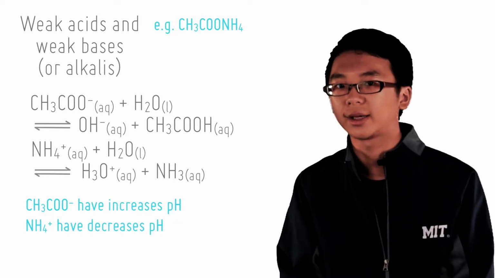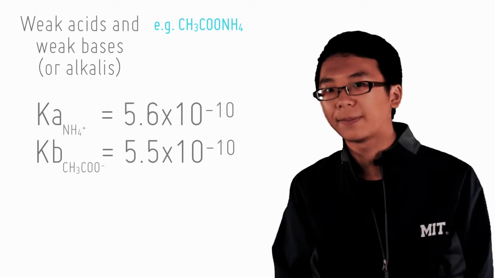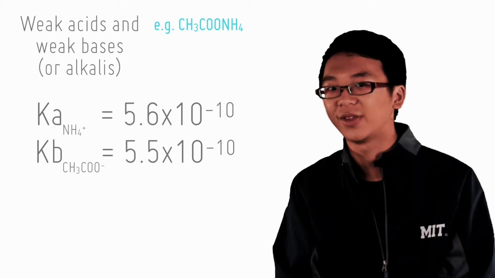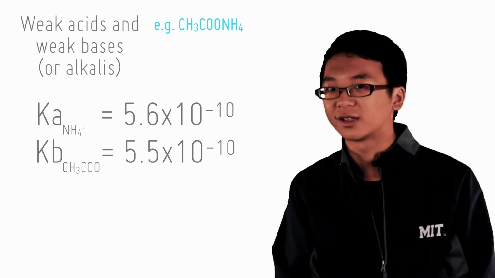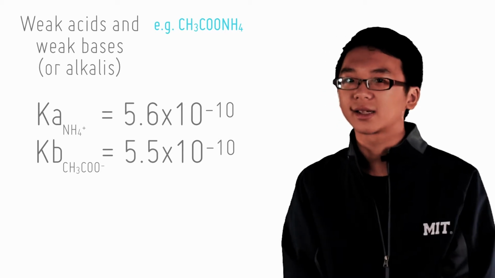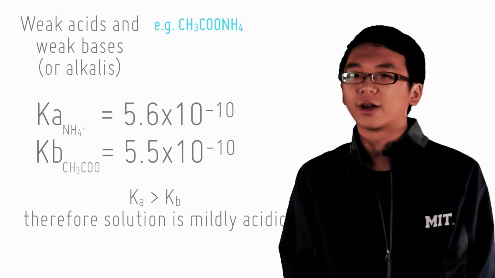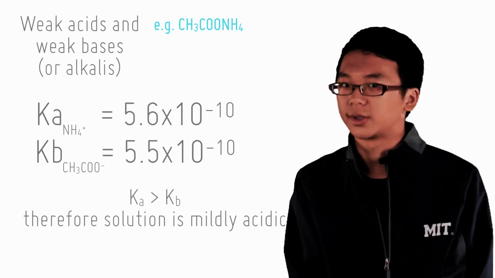So we need to compare the Ka of ammonium and the Kb of ethanoate. The Ka of ammonium happens to be 5.6 times 10 to the power of negative 10, while the Kb of ethanoate is 5.5 times 10 to the power of negative 10. Shucks, that's pretty close. But since Ka is slightly higher than Kb, the solution will be mildly acidic. You can reason it out with the concepts from the earlier checkpoints yourself.